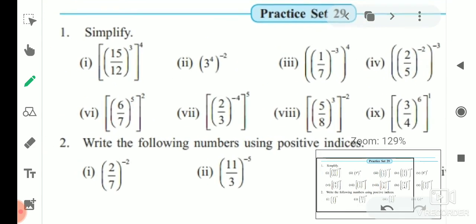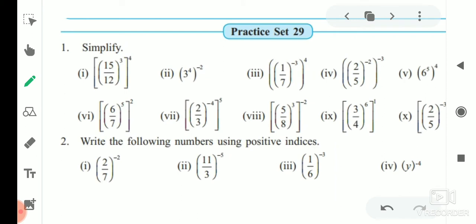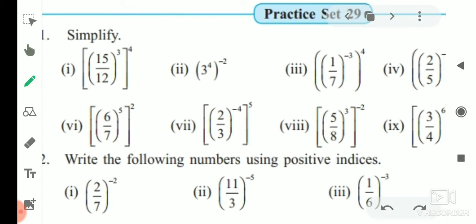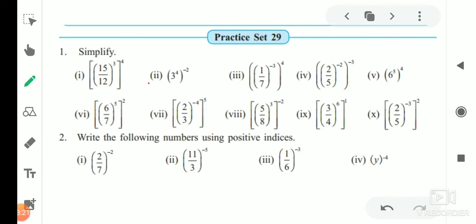The very first question is, we have to simplify (15 by 12) raised to the power 3 raised to the power 4. Here is the concept of a raised to power m raised to power n. What will it give? A raised to power mn. So here also it will give (15 by 12) raised to power 3 into 4, that is (15 by 12) raised to power 12. That will be the answer of this question.